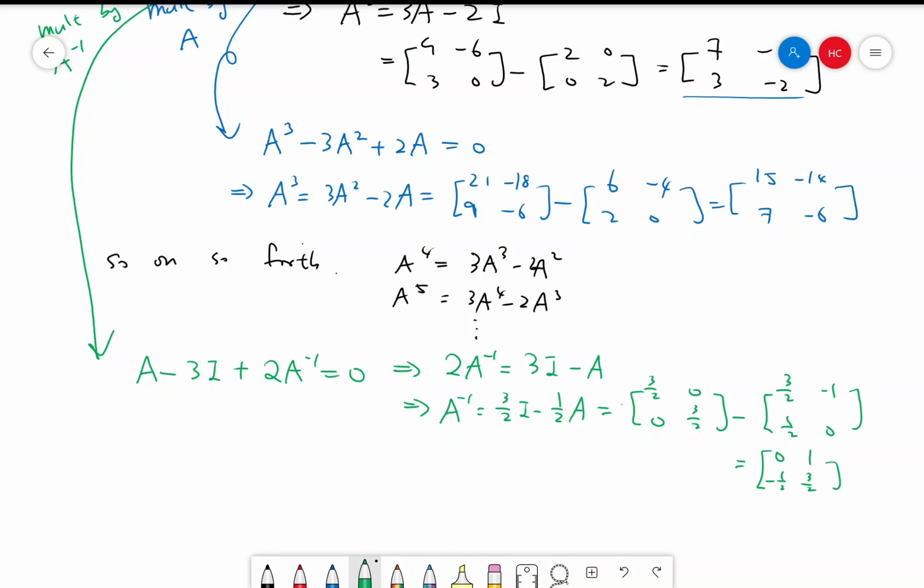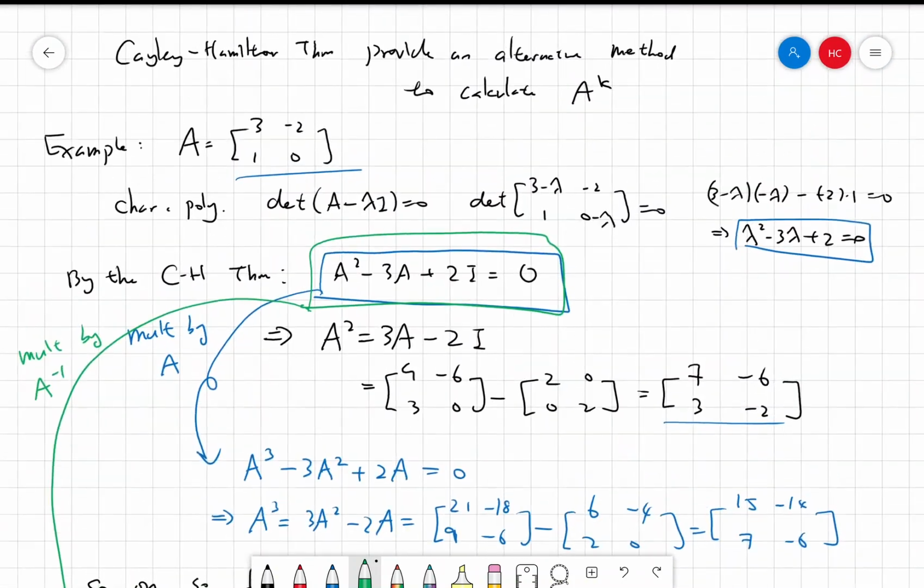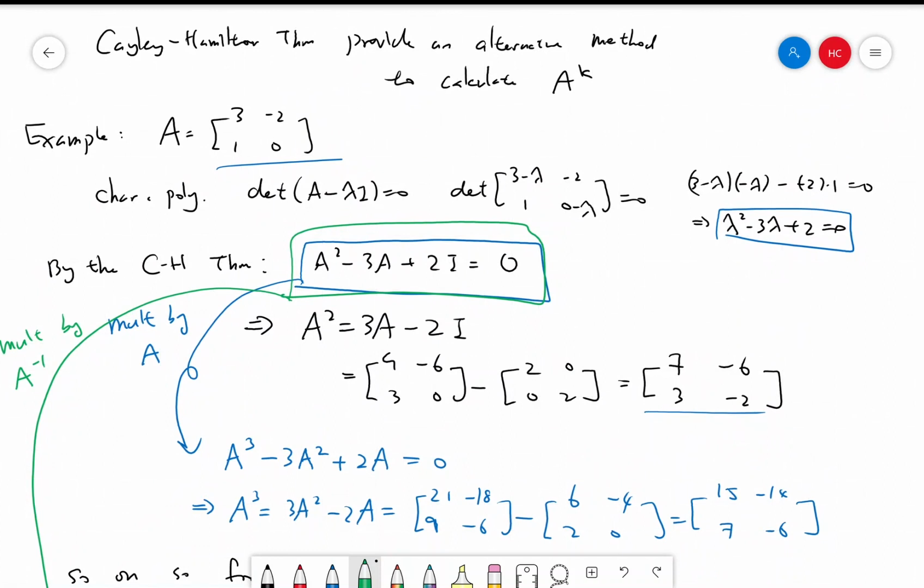So we can also use the Cayley-Hamilton theorem to calculate A inverse without calculating any matrix multiplication. So the Cayley-Hamilton theorem allows you to calculate A to the k, and this is for both positive or negative integers. All right, so that's it for chapter 6.